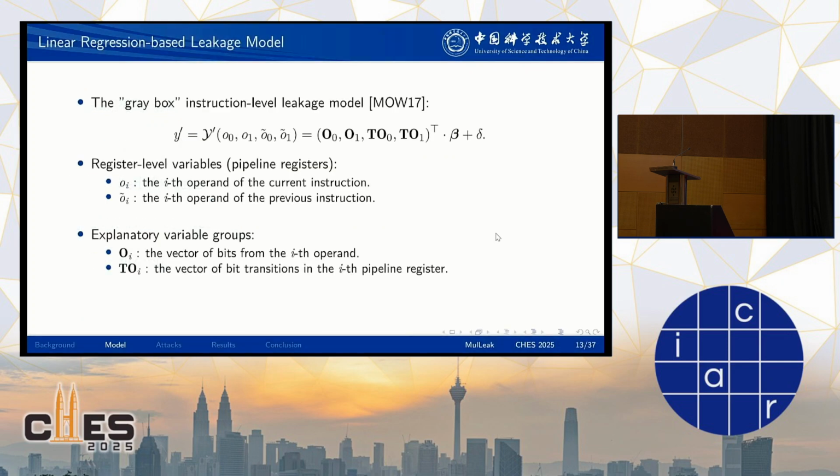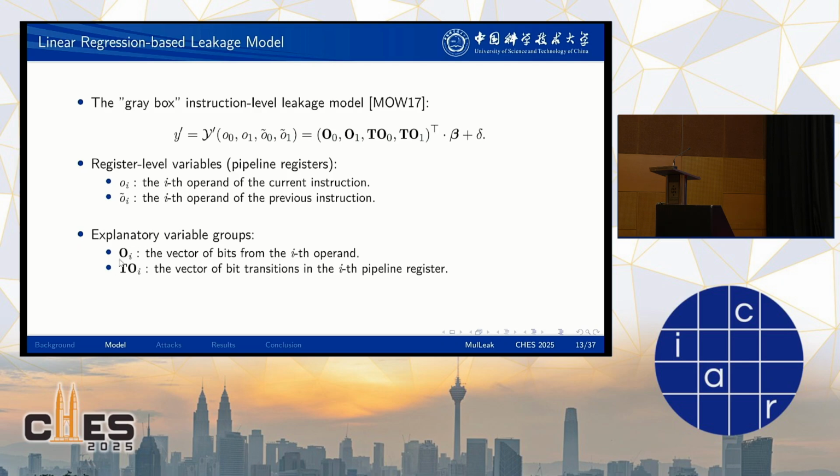In 2017, McCann et al. proposed a Grenberg's instruction-level leakage model based on linear regression. This model characterized the power leakage of instructions from ARM Cortex-M0 and M4 devices. In the model, the predicted leakage Y prime is modeled via the least squares estimation, where O_I and O tilde_I are register-level variables.